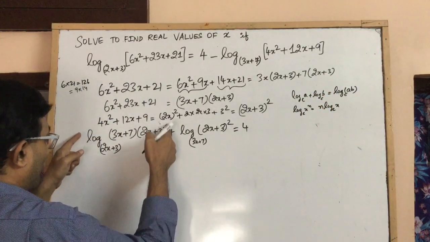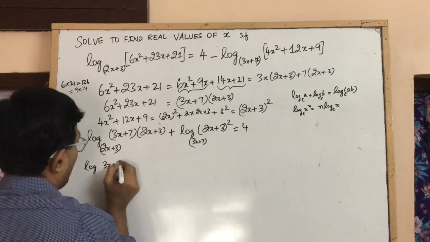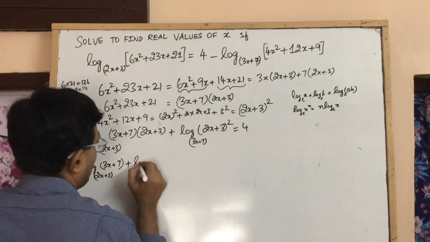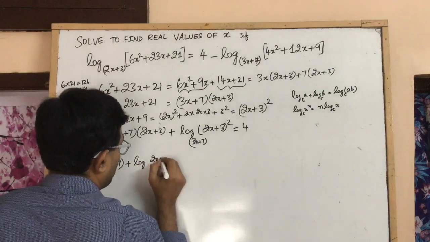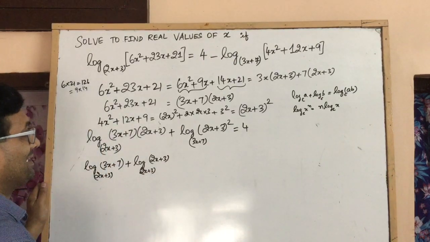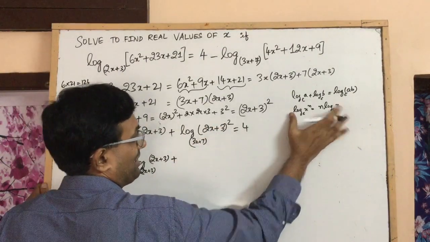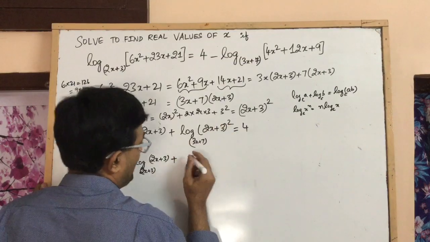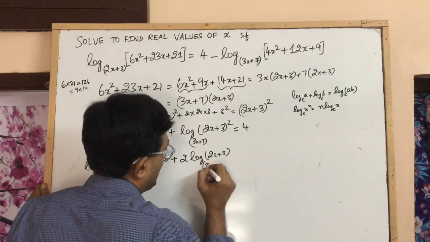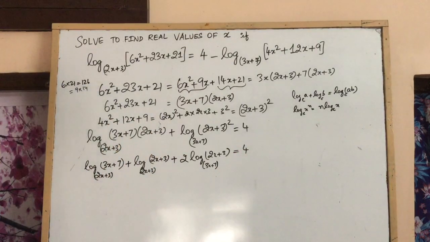So we could rewrite the first expression as logarithm of 3x plus 7 to the base 2x plus 3 plus logarithm of 2x plus 3 to the base 2x plus 3. Right? Plus, now for this we could use the next one. So this term can be rewritten as twice logarithm of 2x plus 3 to the base 3x plus 7. This is equal to 4.